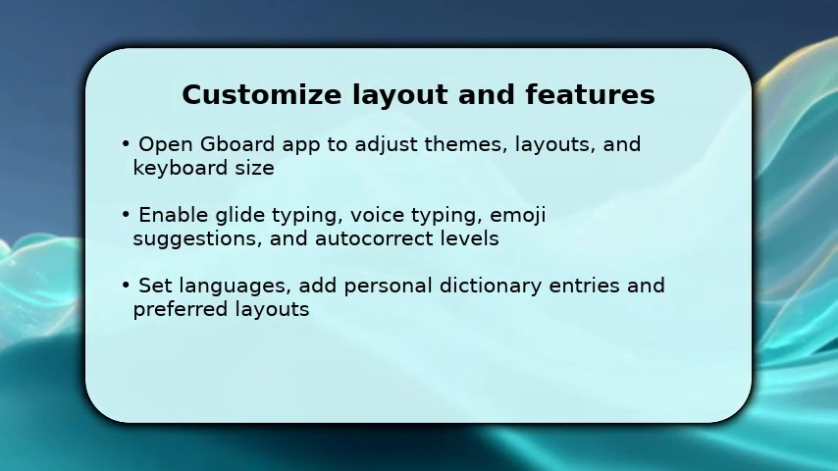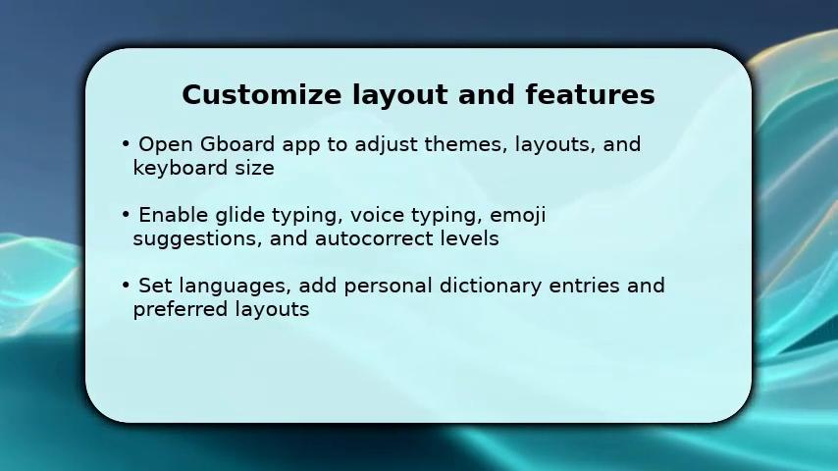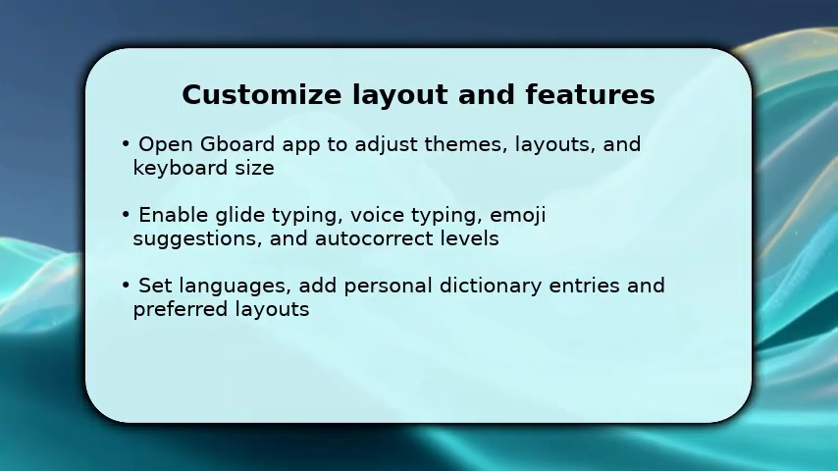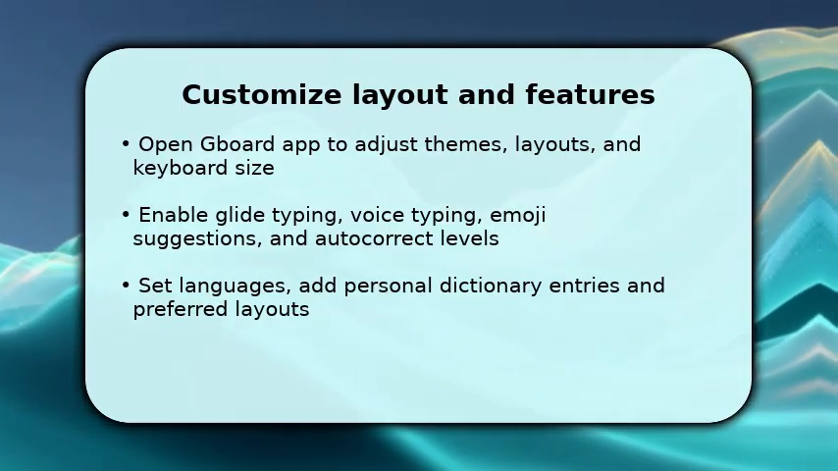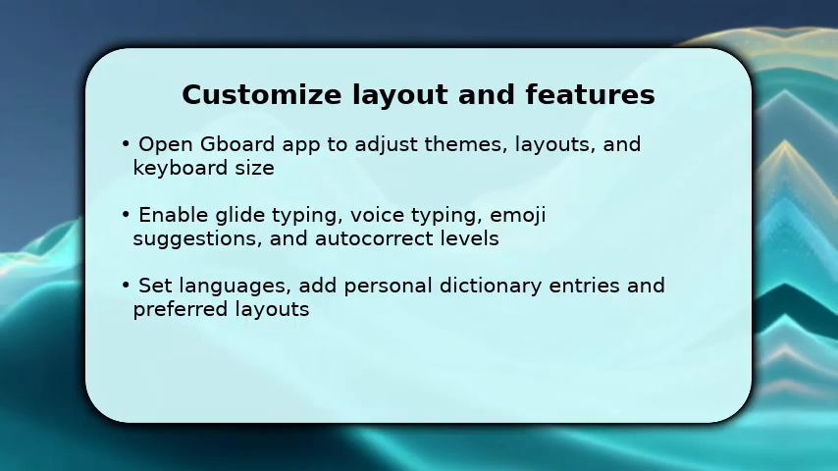Now customize Gboard so typing suits you. Open the Gboard app from your app drawer. You can change themes, keyboard height, and layout to match one-handed or split modes.